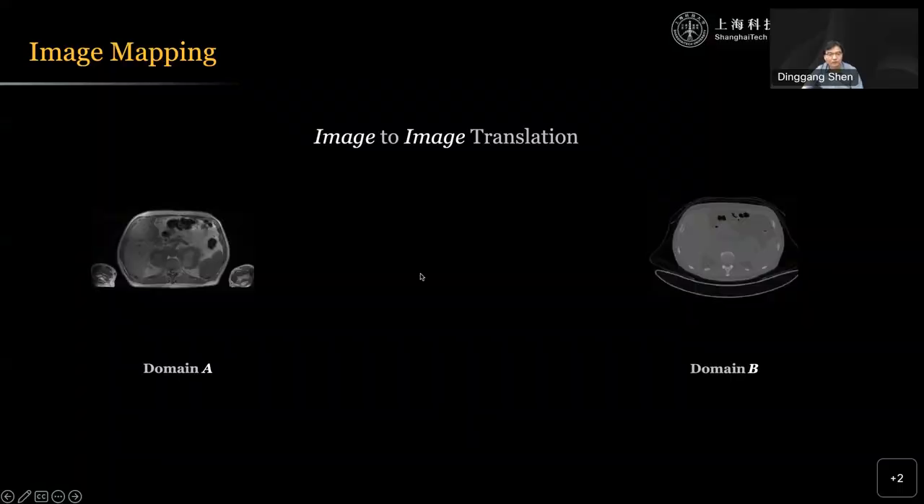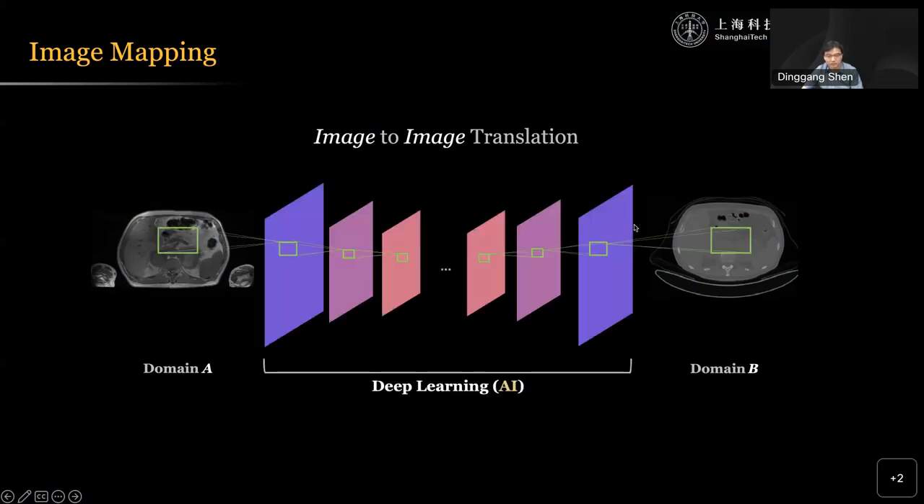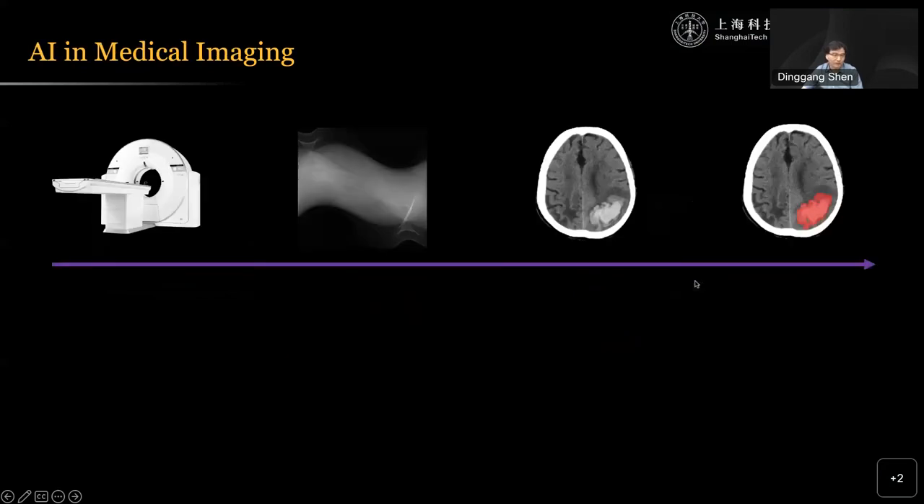So firstly, I will introduce what is image mapping. Image mapping is trying to transform one image in domain A to an image in domain B. For example, MR image to CT, and we can use a deep learning algorithm, and sometimes we say simply just AI. So image mapping, like I mentioned, is trying to map information in one domain to another domain. Of course, if we talk about machine learning or deep learning, there are many applications in the medical image area.